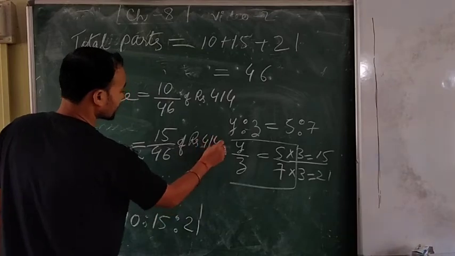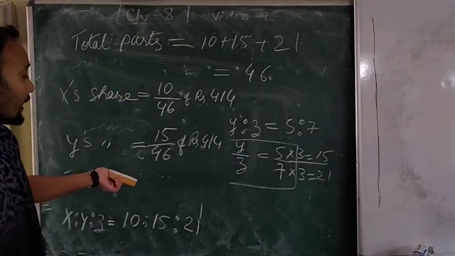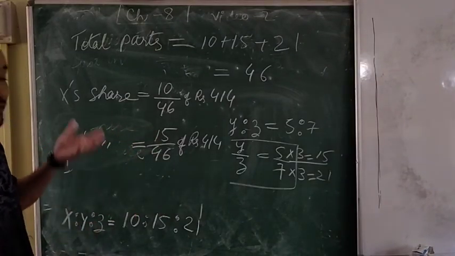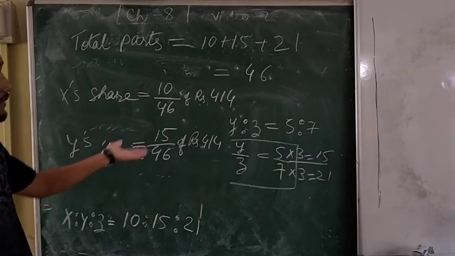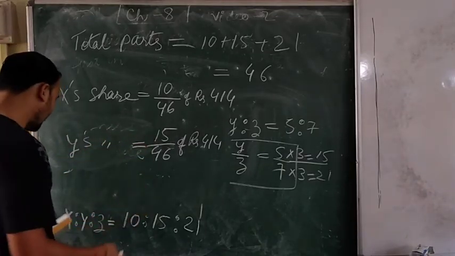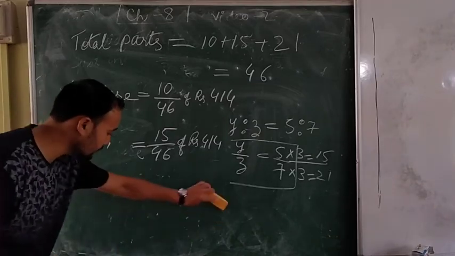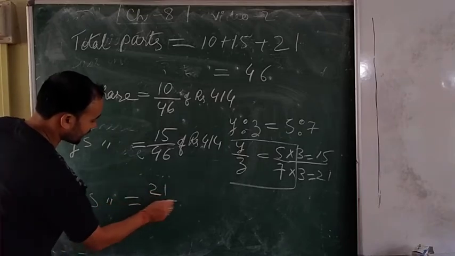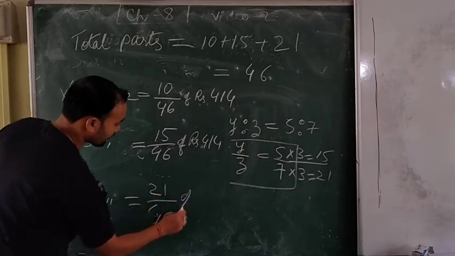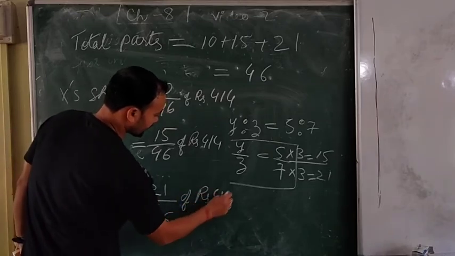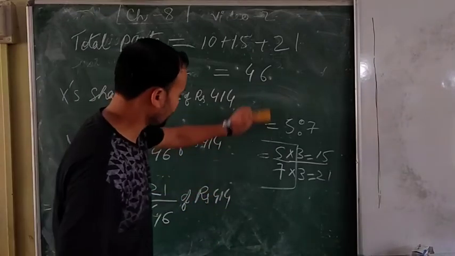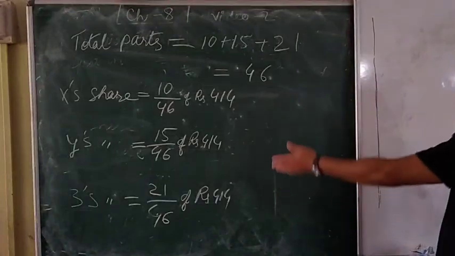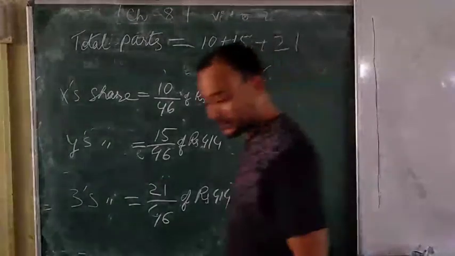Same thing. We have to split 414 into 46 parts, and out of that 46 parts, 15 parts are held by Y. What will be the amount of money Y is having after having 15 parts of 46? You simply calculate this, you will get the answer. Z's share is 21 out of 46 of rupees 414. If you follow this, you can easily solve the equations. You can calculate the value and move on to the next question.